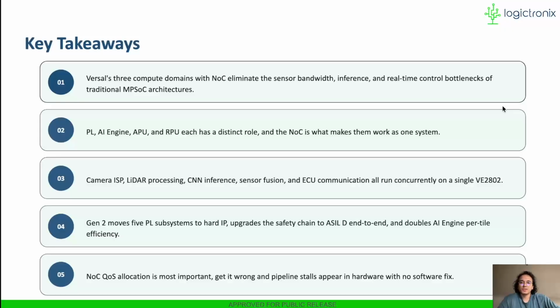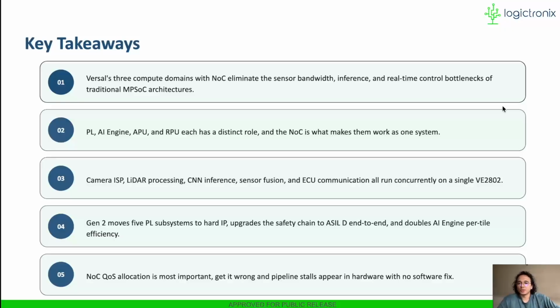The camera ISP, LiDAR processing, CNN inference, sensor fusion and ECU communications all run parallelly on a single chip. The Gen 2 moves 5 PL systems to the hard IP and also upgrades the safety chain to SLD for whole end-to-end pipeline, so that the system can be certified for automotive grade application. Also, the AI engine efficiency is doubled per AI engine tile.